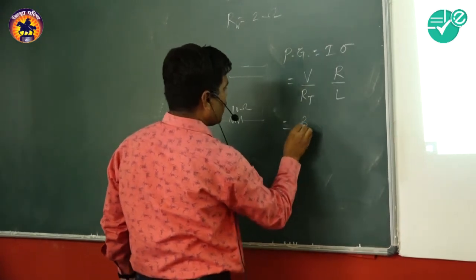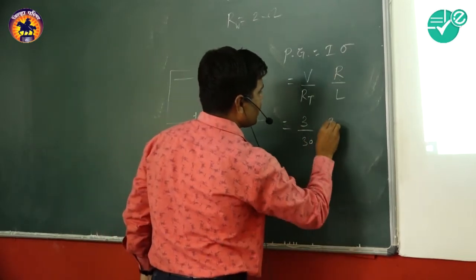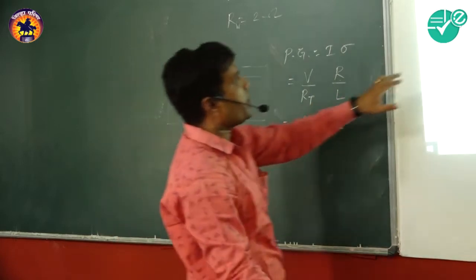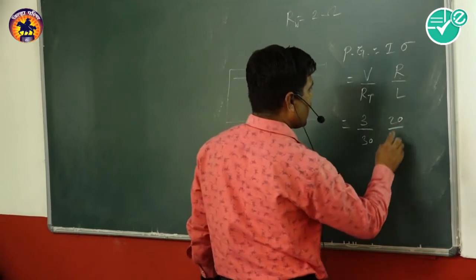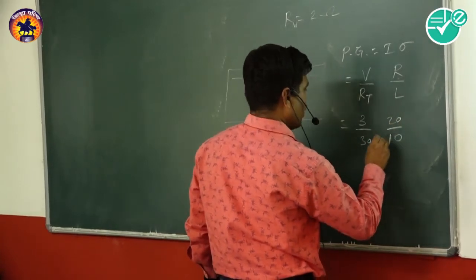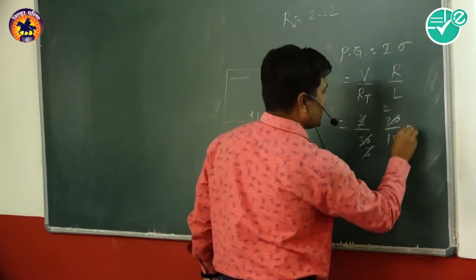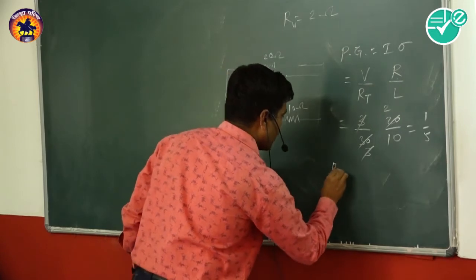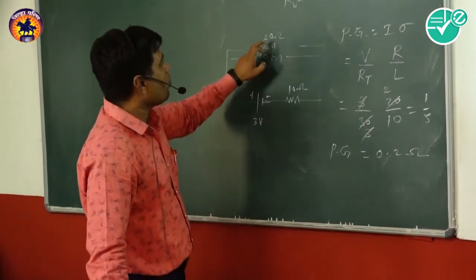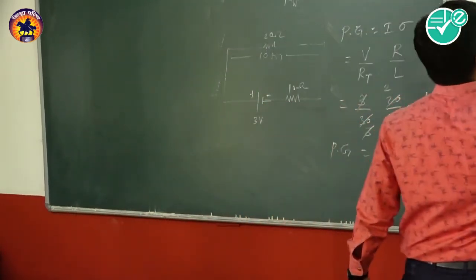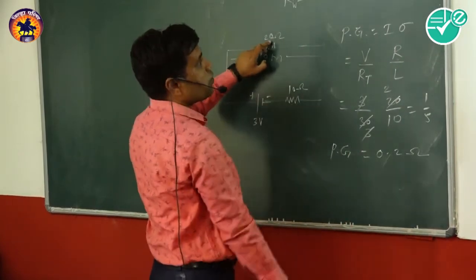So here total voltage is 3 volt and the total resistance of the circuit is 30, and the resistance of the wire is 20 ohm, because 2 ohm per meter means the 10 meter wire has a resistance of 20 ohm, and the length is 10 meter. If you do the calculation, it becomes 2 by 3, and here 3 gets cancelled, and 2 by 10 is equal to 1 by 5, and therefore the potential gradient of the circuit is 0.2. One mistake I made was that I took only 2 ohm, but instead 2 ohm per meter is given, so therefore the resistance of the given total wire is 20 ohm.